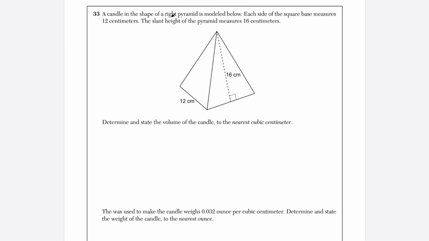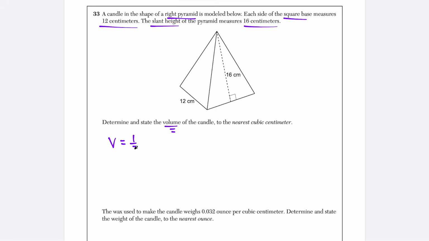Question 33: a candle in the shape of a right pyramid is modeled below, and each side of the square base measures 12 centimeters. And then we have the slant height of the pyramid measures 16 centimeters. And the first thing we want to do is determine and state the volume of the candle to the nearest cubic centimeter.